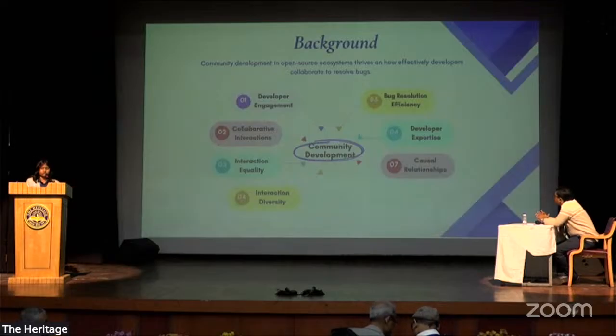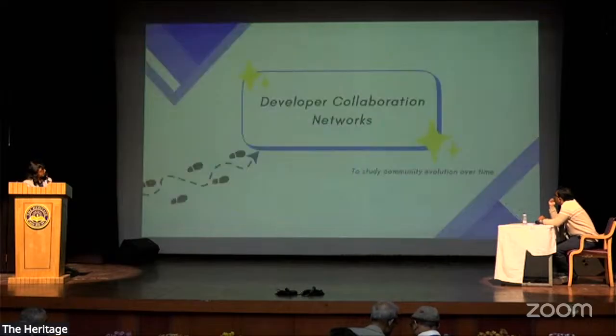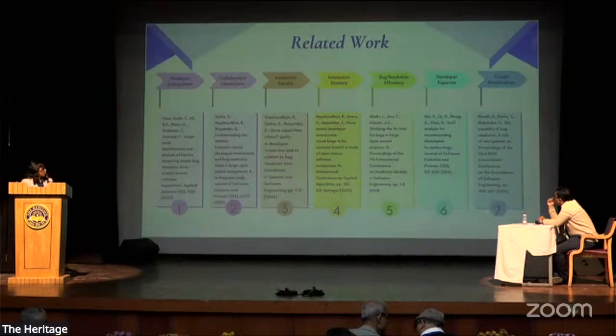So, what is our contribution? Guess what? Developer collaboration networks, or DCNs, to study community evolution over time. We will explain DCNs in further slides. As I said, all the 7 factors have been identified from prior research, and here is the list. All the prior research work deals with specific aspects of developer collaboration, like repeated interaction between the developers or the partnership diversity among the developers.